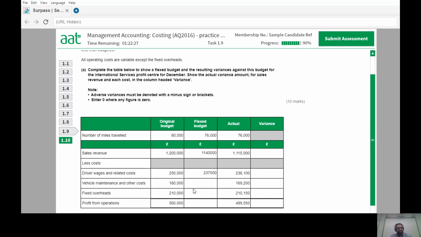So 180,000 multiplied by 95% is going to be 171,000. And then the fixed overheads don't change at all. So therefore, now we will have a new variance calculation. So here, 1,140 minus 1,115, and it's going to be 25,000.